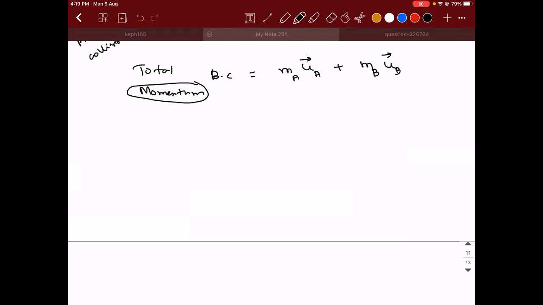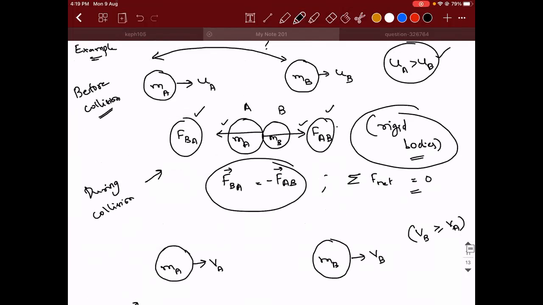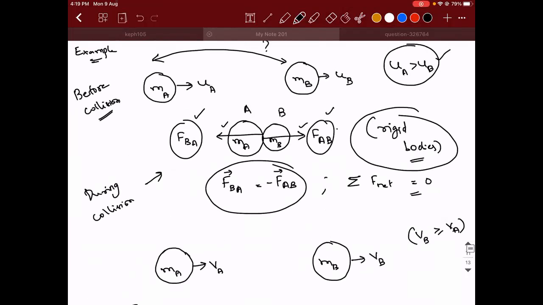So this is the total momentum before collision. Now we are able to understand one thing throughout the motion of the objects. If you recollect the statement which I gave you, what is it that I gave you in the statement?